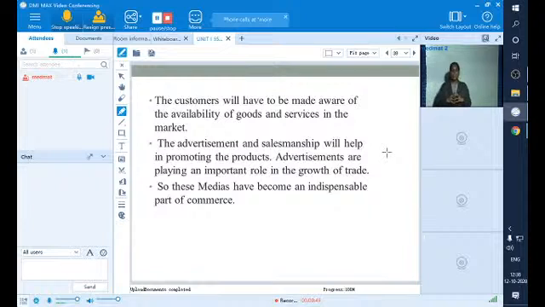Second one, the advertisement and salesmanship will help in promoting the products. Advertisements are playing an important role in the growth of trade. So these media have become an indispensable part of commerce. What are the indispensable parts of commerce? The advertisement and salesmanship.